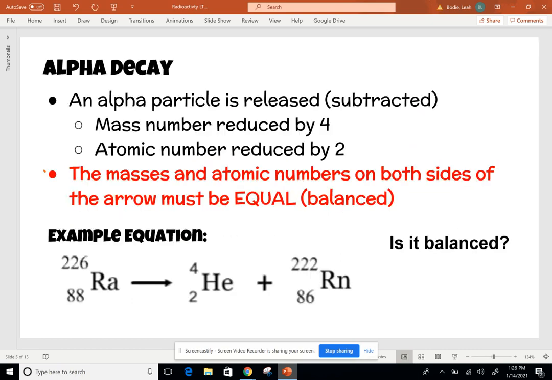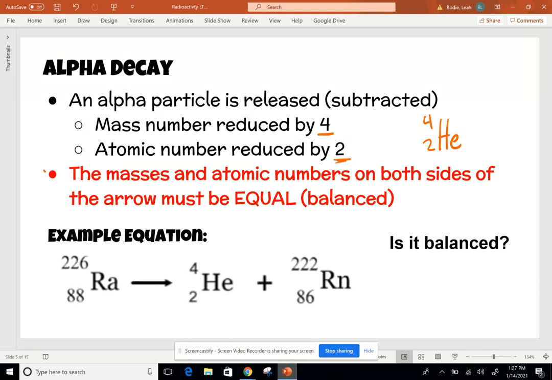So now let's get a little bit deeper here. Let's think about alpha decay. And so we've talked about 3 different types, alpha, beta, and gamma. Let's first focus on alpha decay. So when an alpha particle is released, or you can think subtracted, a few things are going to happen. So let's first think about our alpha particle. So He for helium, mass number of 4, and atomic number of 2 there. And so what this is telling us is when we release this alpha particle, what we started with, that mass number is going to be reduced by 4. And our atomic number is going to be reduced by 2.